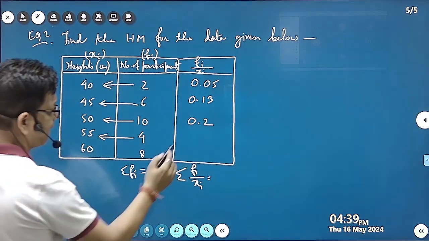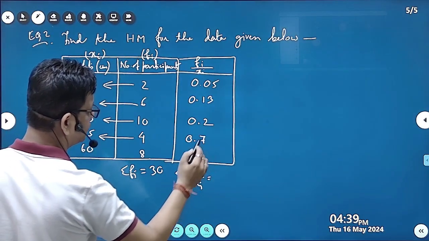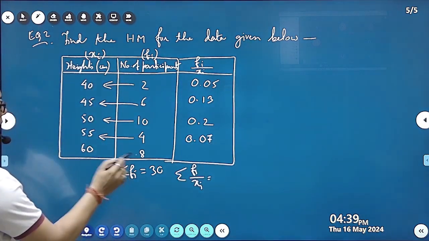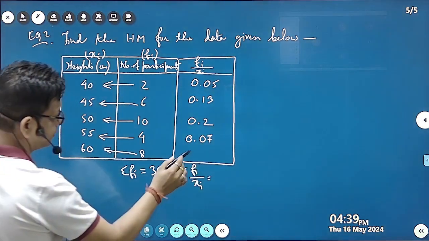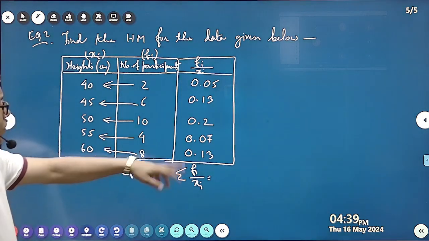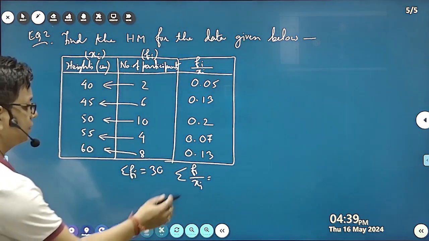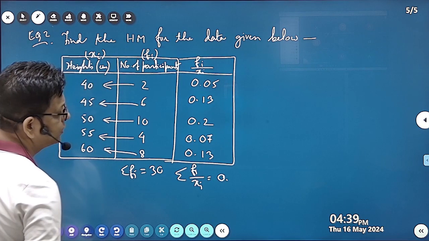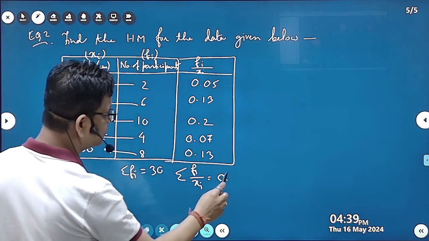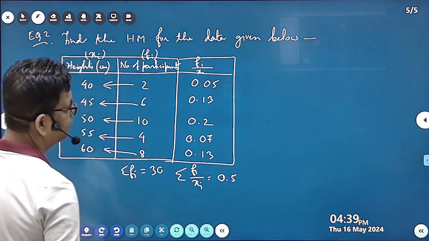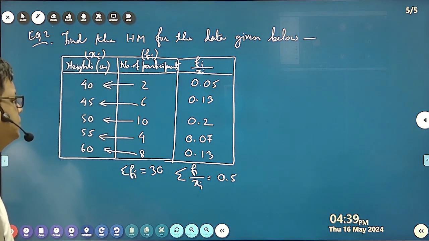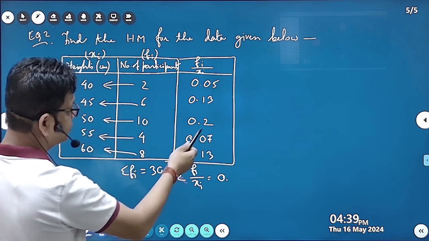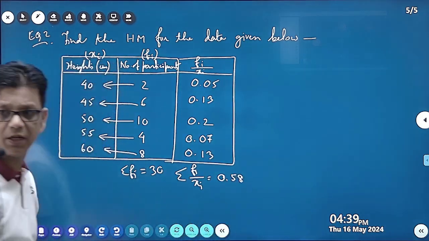This number, tell me. 0.07, then 8 by 60, 0.13 after rounding off, right? Now, as I told you, the formula is enough to understand. We have to total this, sum up these numbers. So it will be 0.58. Done. Everything is ready.